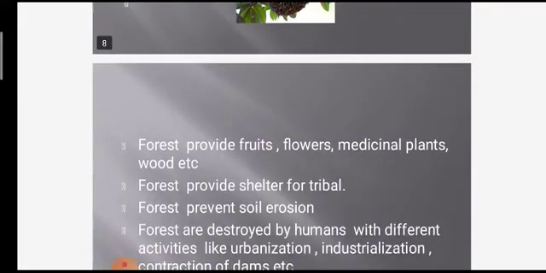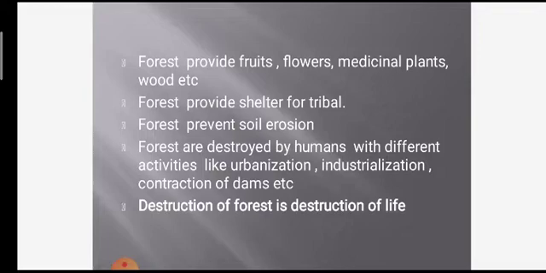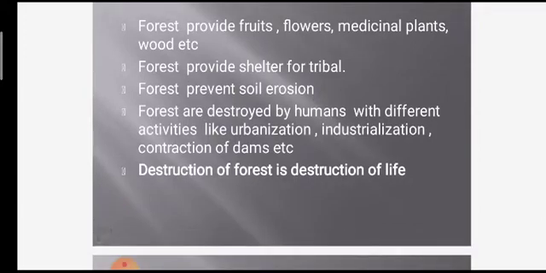See, the forest provides us fruits, flowers, medicinal plants, wood, etc. They provide shelter to tribals. Tribals are people who stay in the forest. Then the forest prevents soil erosion. If we plant a large number of trees, the soil will stay there. So if there is no tree, no plants, what happens to the soil? It will get washed away by the wind. So the forest prevents soil erosion.